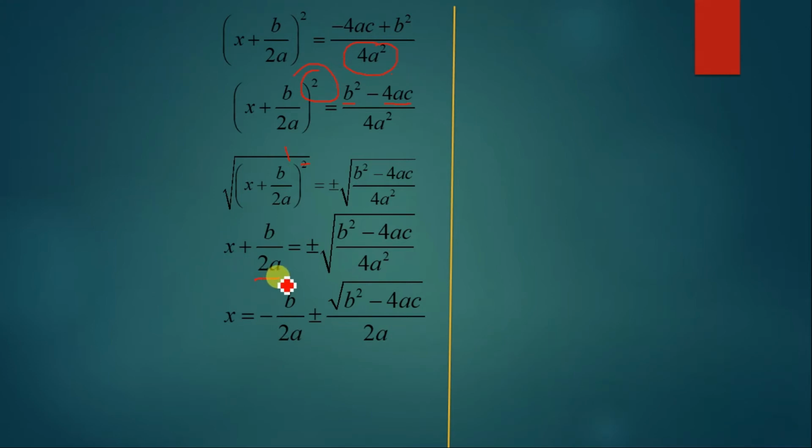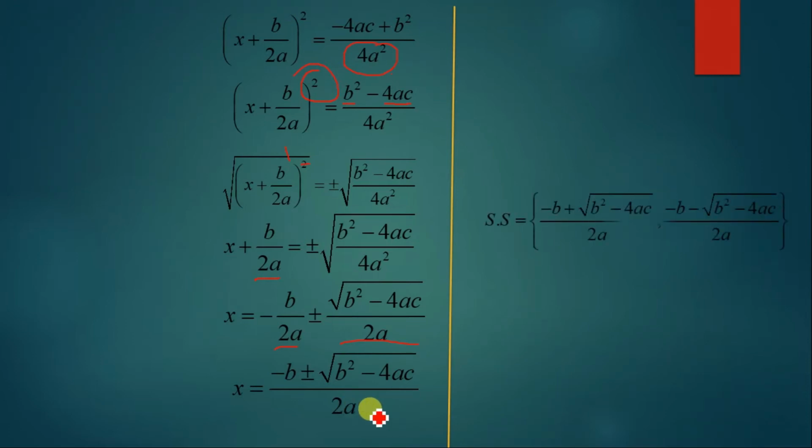I have taken this term to the other side. Again, I have to add two rational numbers, so I took 2a as the LCM, and I have x equals minus b plus or minus the square root of b squared minus 4ac upon 2a. We can write it as minus b plus the square root of b squared minus 4ac upon 2a, and minus b minus the square root of b squared minus 4ac upon 2a.